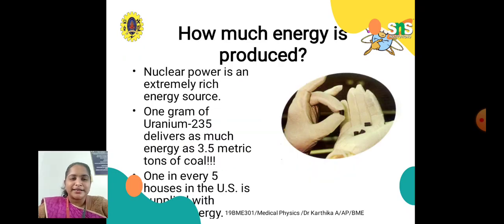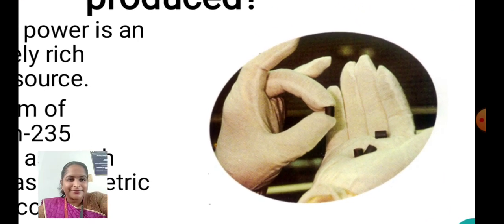See how much energy a nuclear power plant produces. A nuclear power plant is an extremely tall structure, and nuclear power is an extremely rich energy source. We know that very well. Here 1 gram of uranium-235 delivers as much energy as 3.5 metric tons of coal. Just imagine how huge this is.